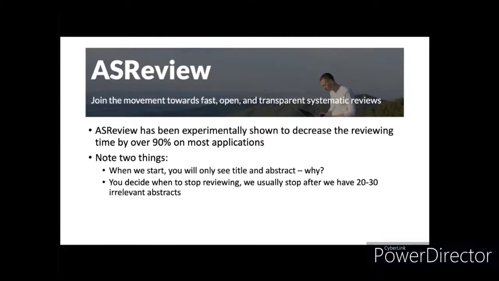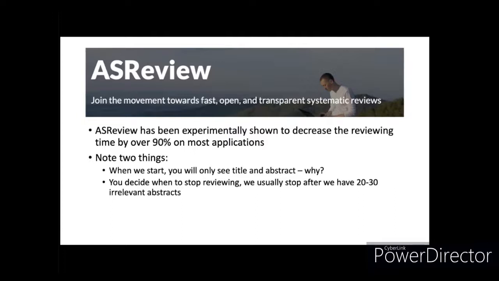Just note two things. When we start with the reviewing, you will only see the title and abstract. Why? I will comment on it in a second. And the other thing is you decide when to stop reviewing. Our rule of thumb is to stop after we have 20 or 30 relevant abstracts. Then we would basically stop reviewing.